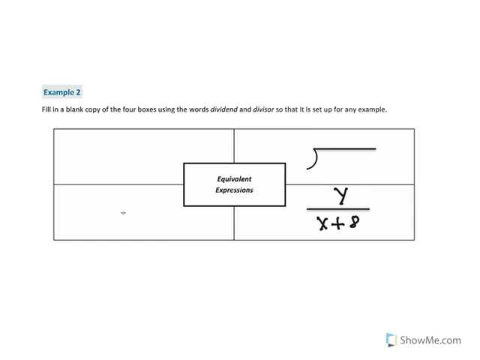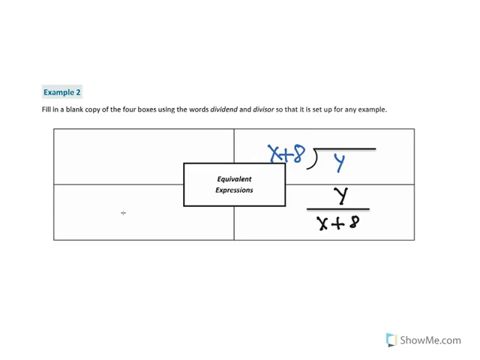Okay, so let's throw a little challenge in here. We have y and the fraction bar, x plus 8. So let's go right above. Where are we going to put the x plus 8? On the inside or the outside of the box? Right, since x plus 8 is our divisor, we're going to put it on the outside of the box. And that means that the y is our dividend and goes on the inside of the box.